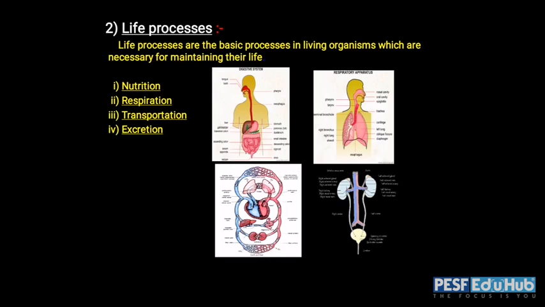See here, I showed 4 pictures showing 4 major life processes. First one is nutrition, that is the digestive system is concerned with nutrition. Then the respiratory system is concerned with respiration. Third picture is our circulatory system that shows transportation and circulation. And fourth picture is our excretory system that is concerned with the removal of waste products. Nutrition, respiration, transportation, excretion are examples of life processes. But life process is a basic process in living organisms which is necessary for maintaining life.